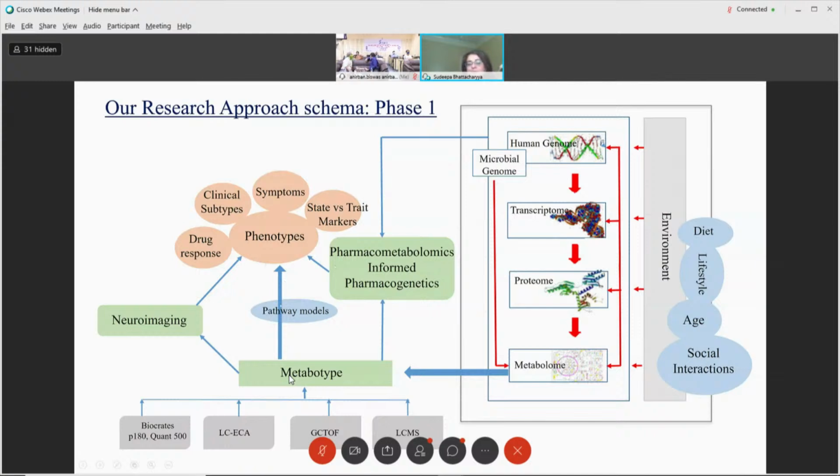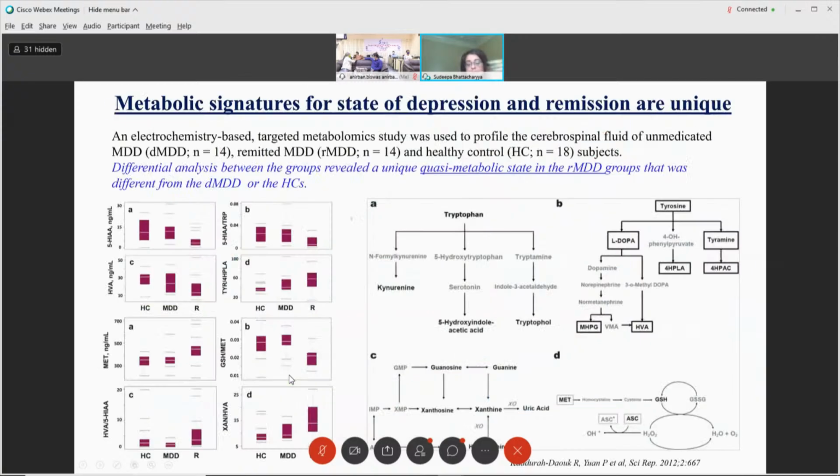And then we are doing all this in a systems biology approach to see how these are correlated to drug response, why people remit versus why some fail. Then we are also addressing the heterogeneity of the disease, looking at different symptoms of the disease, like anxiety, melancholia, appetite problems, sleep disturbances, etc. And we are also looking at the state and trait markers of the disease.